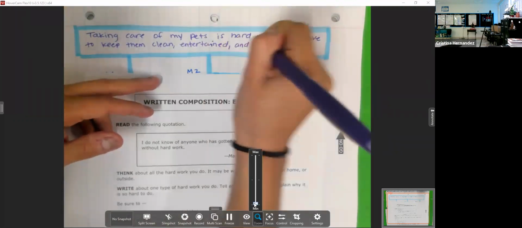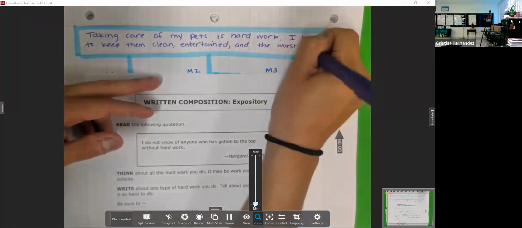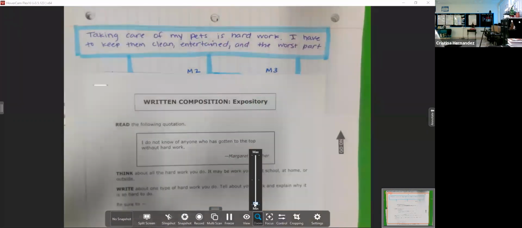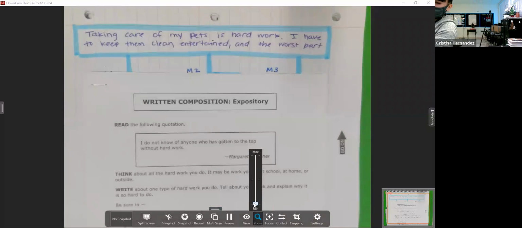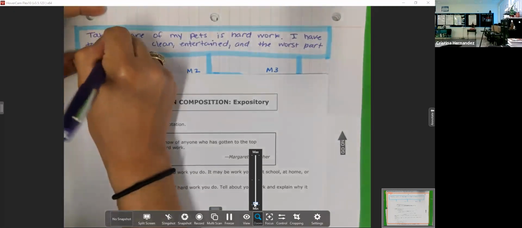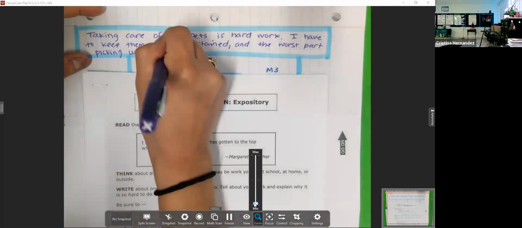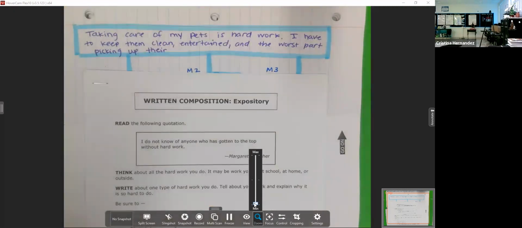And the worst part is I guess cleaning up after them, right? Y'all get what I mean when I say cleaning up after them, like cleaning up their poop. And the worst part, cleaning their poop or picking up their poop. Picking up their... I hate saying poop. I don't know why.